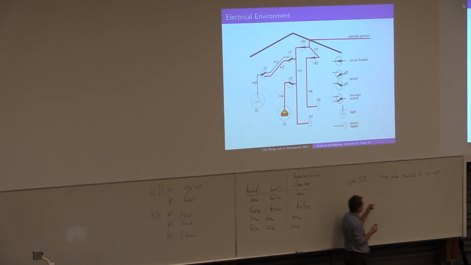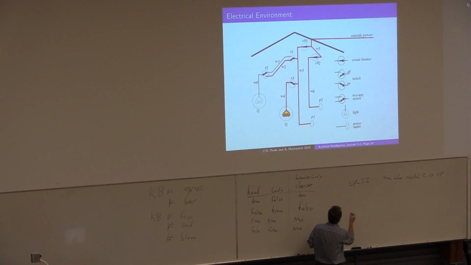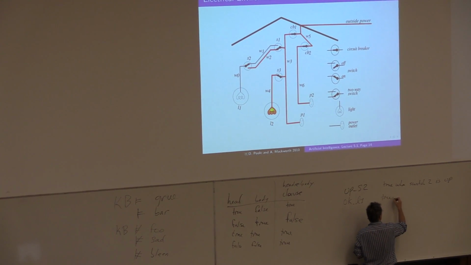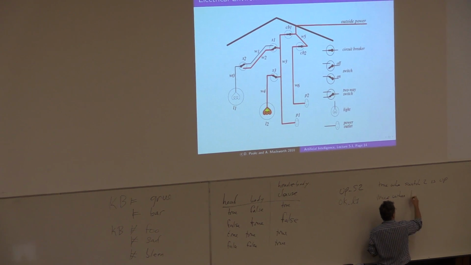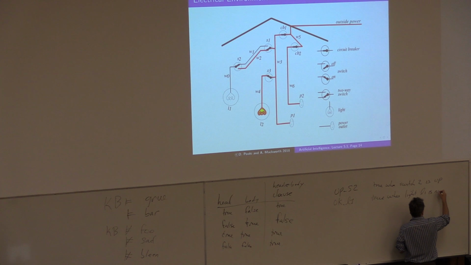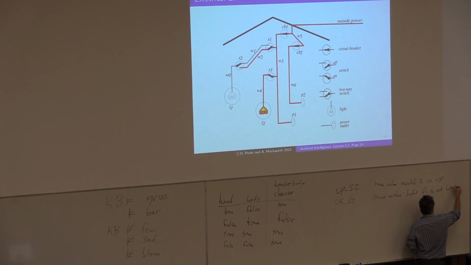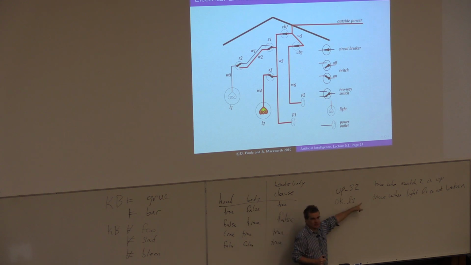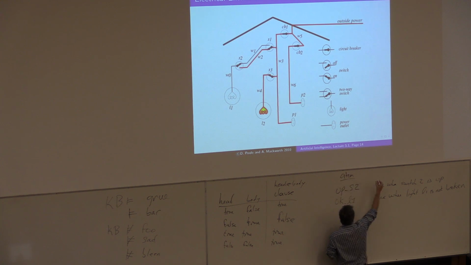So we're going to have all that. OK, L1 is true when light L1 is not broken. So we might have a whole lot of different atoms. We're going to choose atoms, symbols, and give them a meaning. These are our symbols, these are our atoms, and to us, they're going to have some meaning.